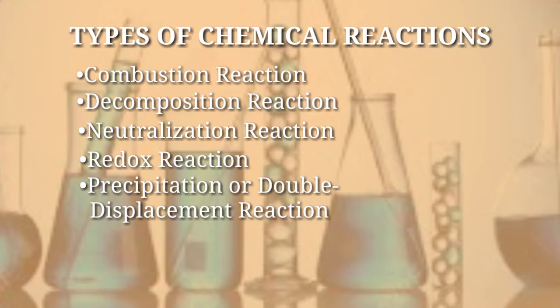Next, precipitation or double displacement reaction. A precipitation or double displacement reaction is a type of displacement reaction in which two compounds react and consequently their anions or cations switch places, forming two new products. Consider the example of the reaction between silver nitrate and sodium chloride. The products will be silver chloride and sodium nitrate after the double displacement reaction.